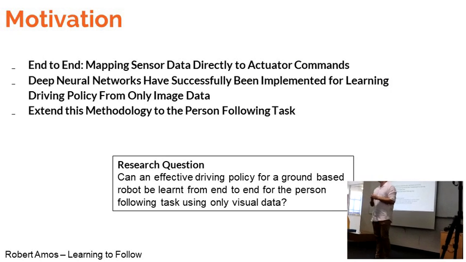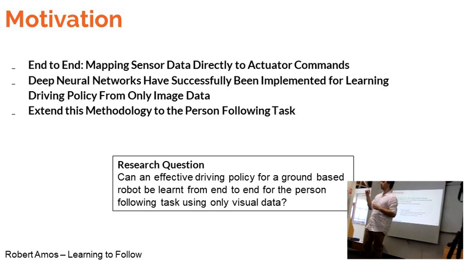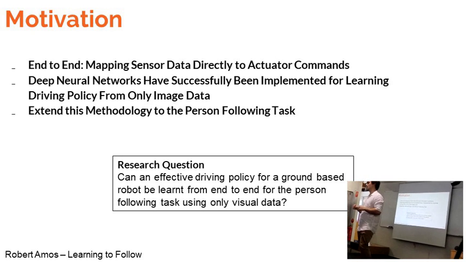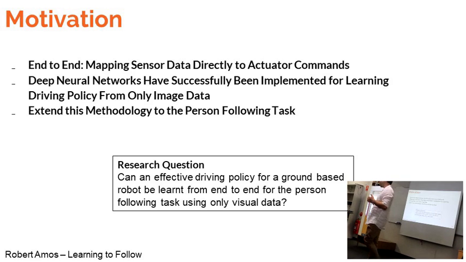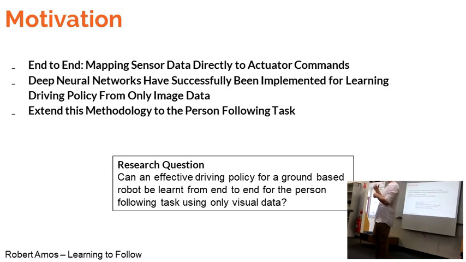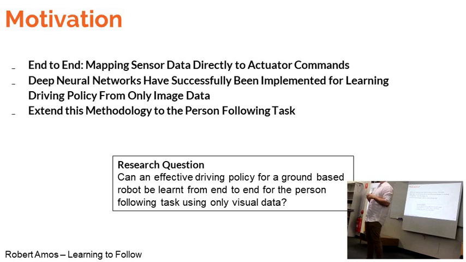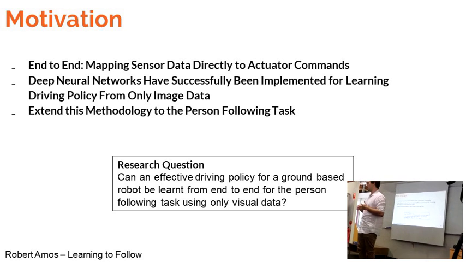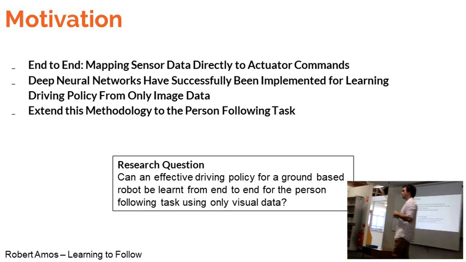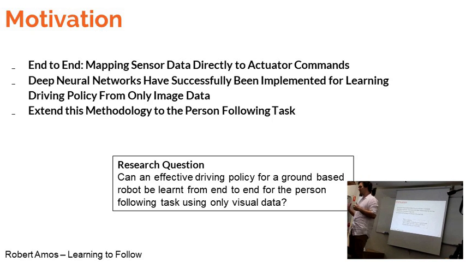So what is end-to-end learning? In this context, it's referring to mapping of raw sensor data directly to actuator commands. And this methodology has been successfully applied to full-size cars for learning driving policies on road and off-road, directly from visual input. So in my thesis, I explore extending this methodology to the person-following task, and hence developed my research question: can an effective driving policy for a ground-based platform learn an end-to-end representation to follow a person using visual inputs?